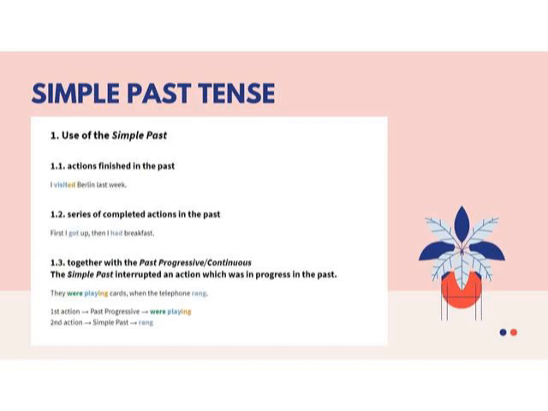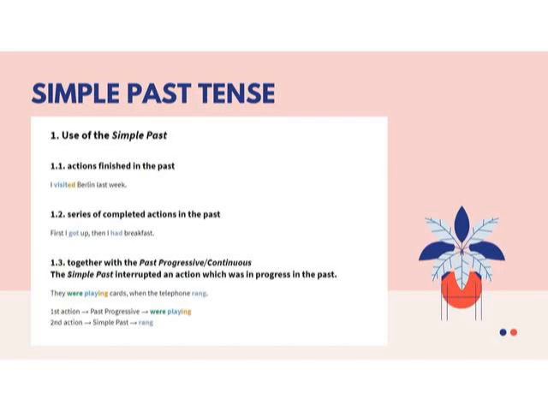So what is simple past tense? When do we use simple past tense? First, simple past tense is an action finished in the past. Second, it is a series of completed actions in the past. For example, first I got up, then I had breakfast.